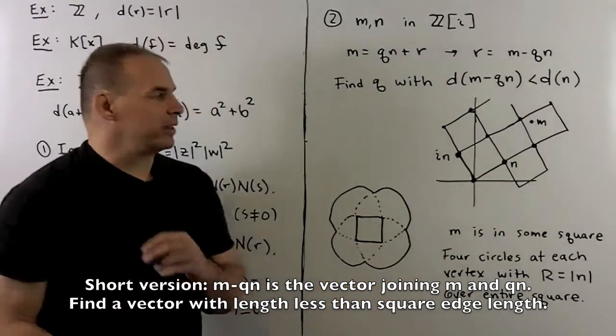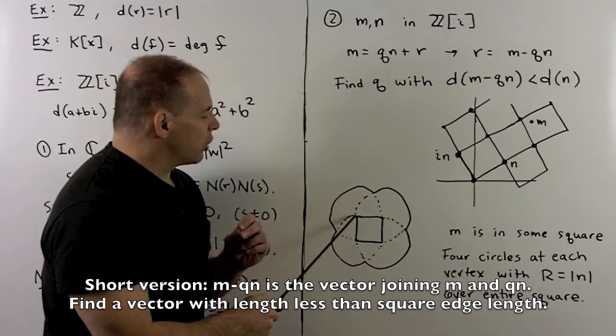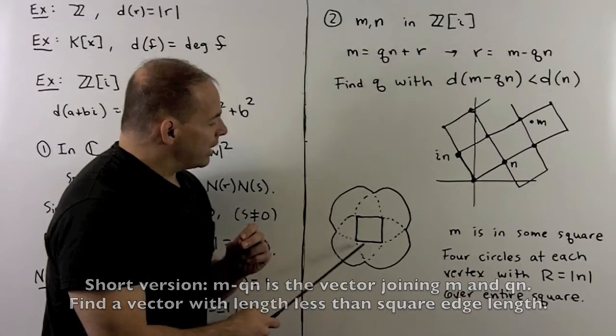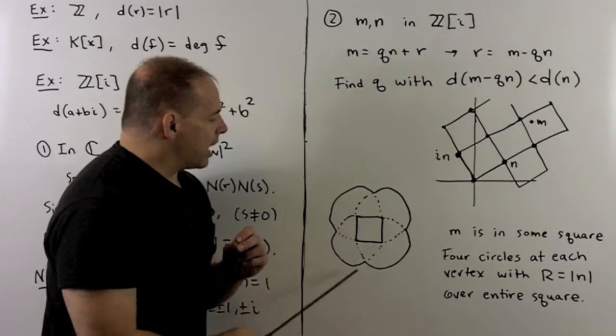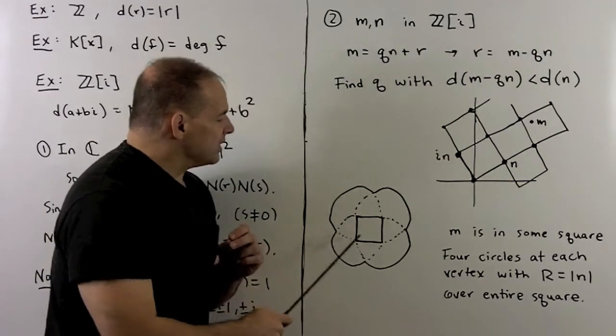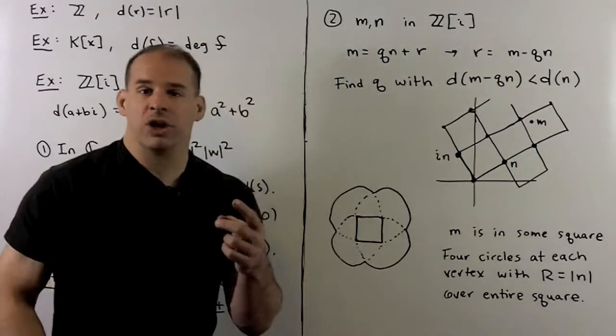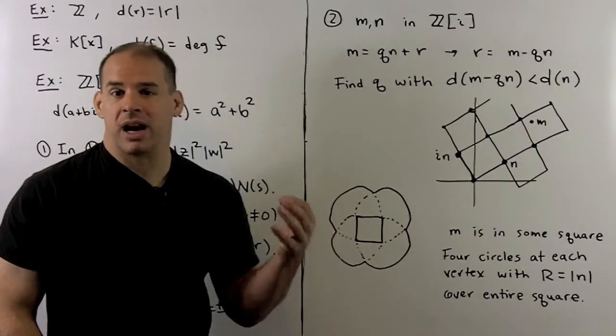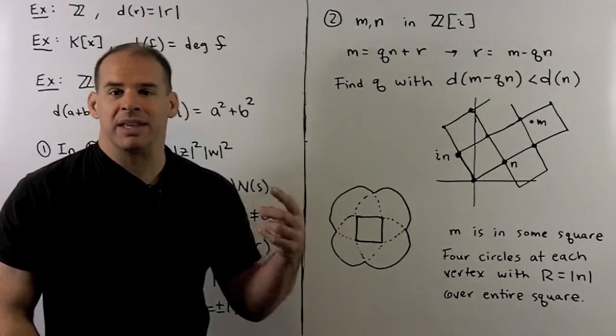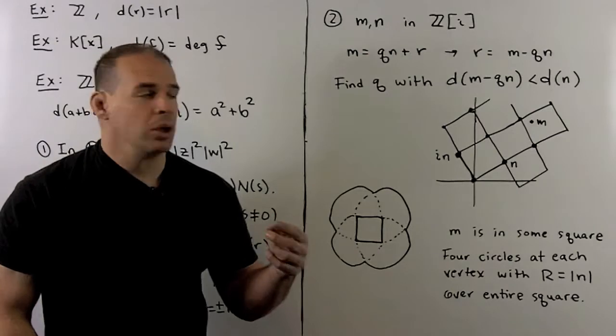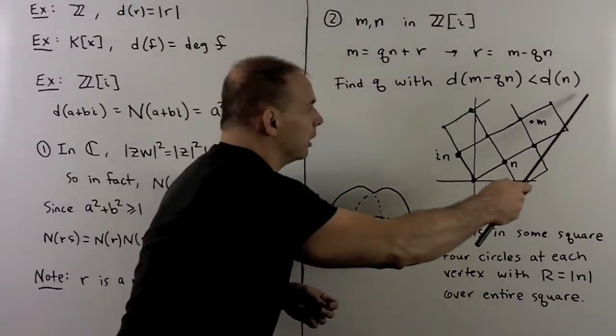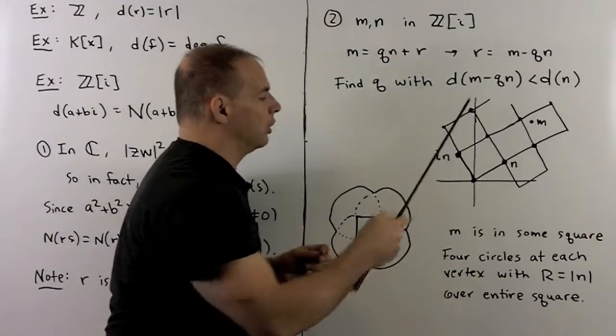So if we draw one of these squares, I'm going to put in circles at each vertex. The radius for each of these circles is going to be the modulus of n. So when we put these in, we see we have coverage of the entire square. The entire square is covered. So that means m is going to be within one of these circles, which is what we're looking for here. So then we pick that Q.